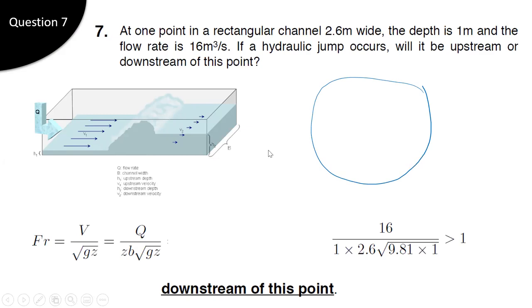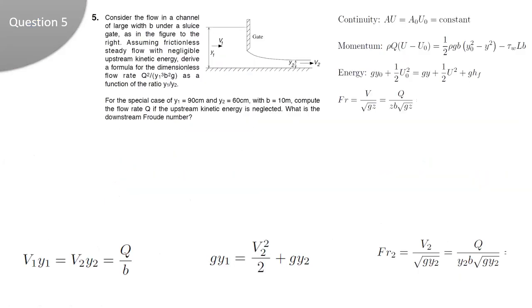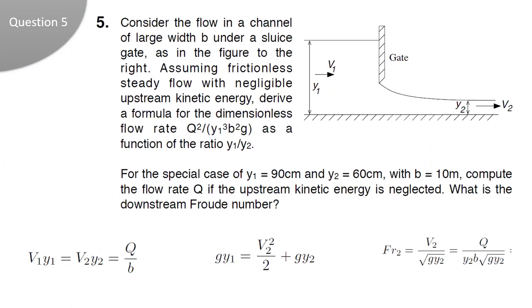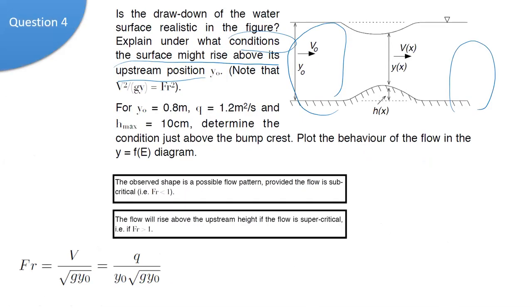So for the next questions, it is basically about all this stuff. Now for this question, we need to calculate the Froude number to realize if it is subcritical or supercritical, and then we can decide how the flow would act.